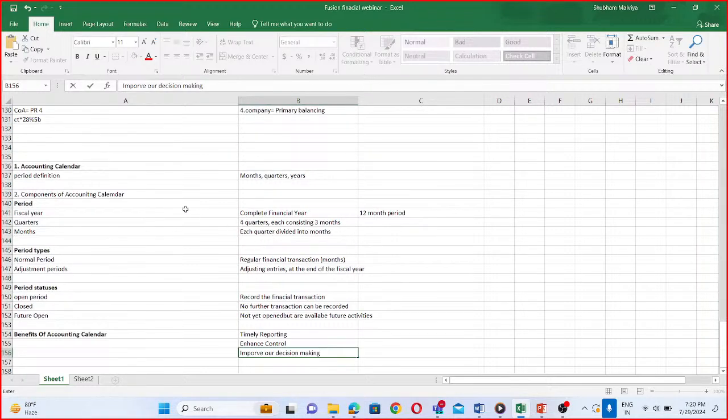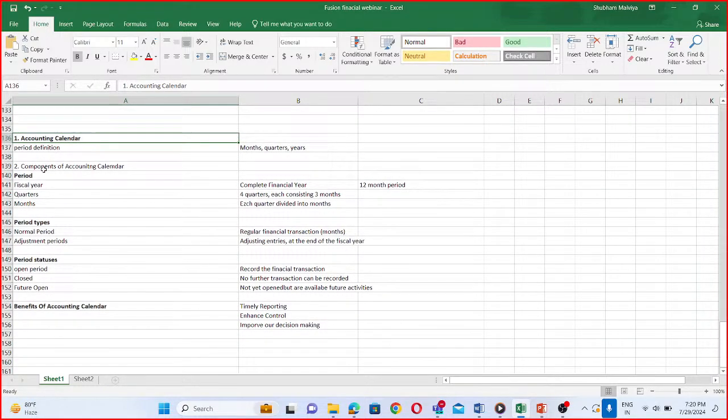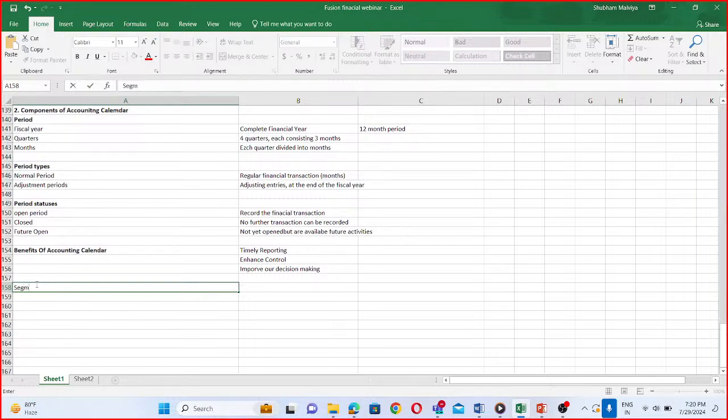So today we have discussed in detail about the accounting calendar, why accounting calendar is needed, what are the components of accounting calendar, and what are the periods. Then we have seen the period types, period status, and the benefits of accounting calendar. Now our next topic is creating the segments. What are the segments? Let's discuss.